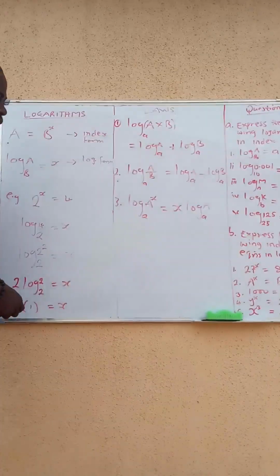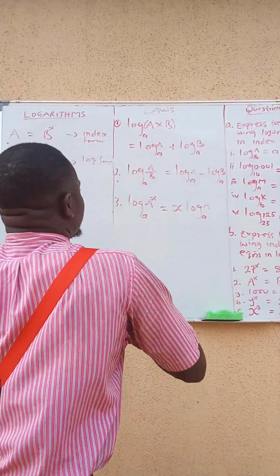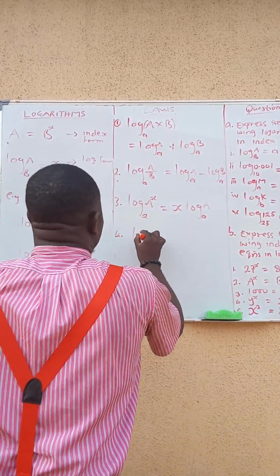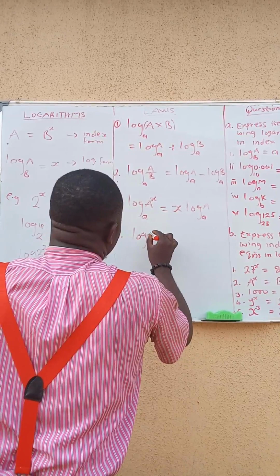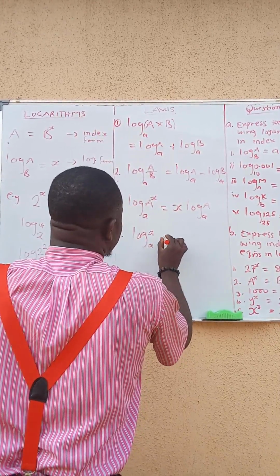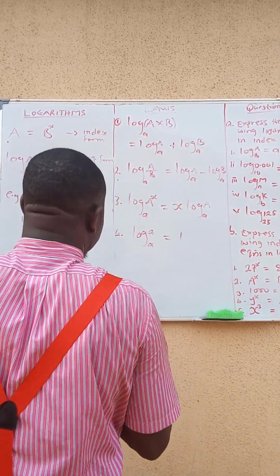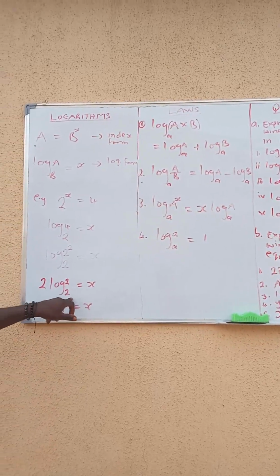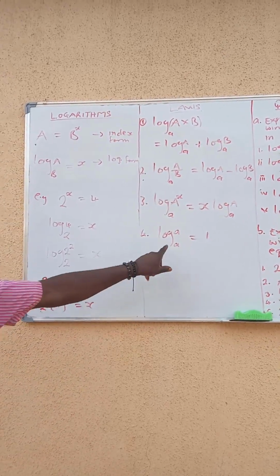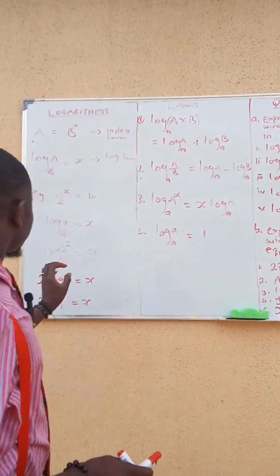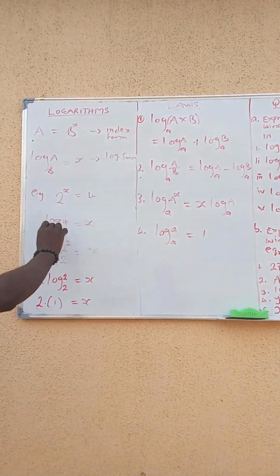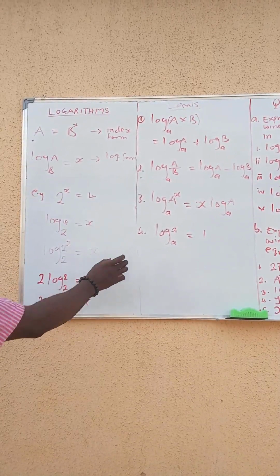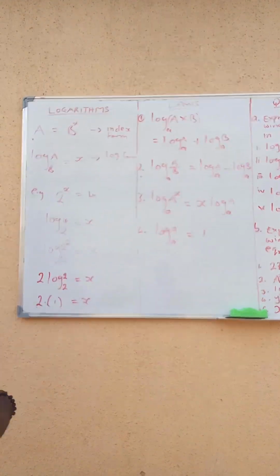Is that understood? Now from here, number 4: log A to base A is equal to 1. I said something here. I said the logarithm of a number to its own base is 1. That is a law of logarithm. That means I have applied 2 laws here. I applied the power law here, and I applied the number 4 law here.